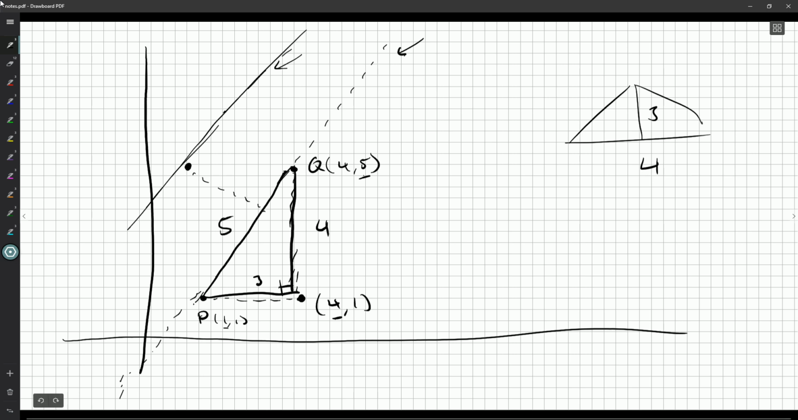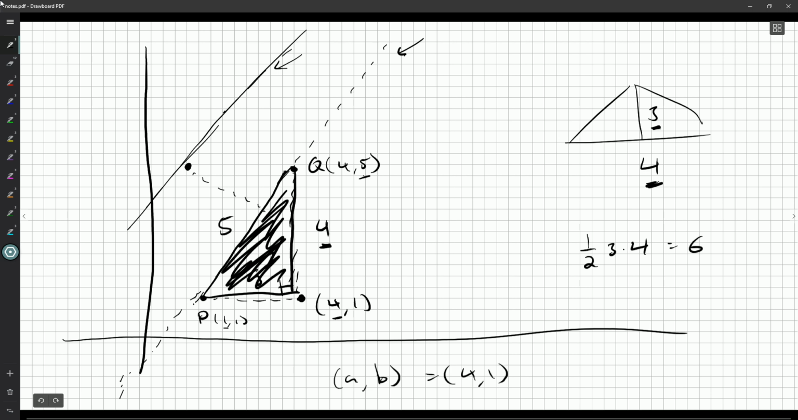Oh, now hold on a second. I got a base of 4 and a height of 3. Well, here's a height of 4 and a base of 3. This triangle should have area 12, right? One half base times height is 6. So accidentally, I've found a pair. So A could be 4 and B could be 1. I guess that would work. Similarly, I guess another one if we'd gone with the right angle up here, so that'd be (1, 5).